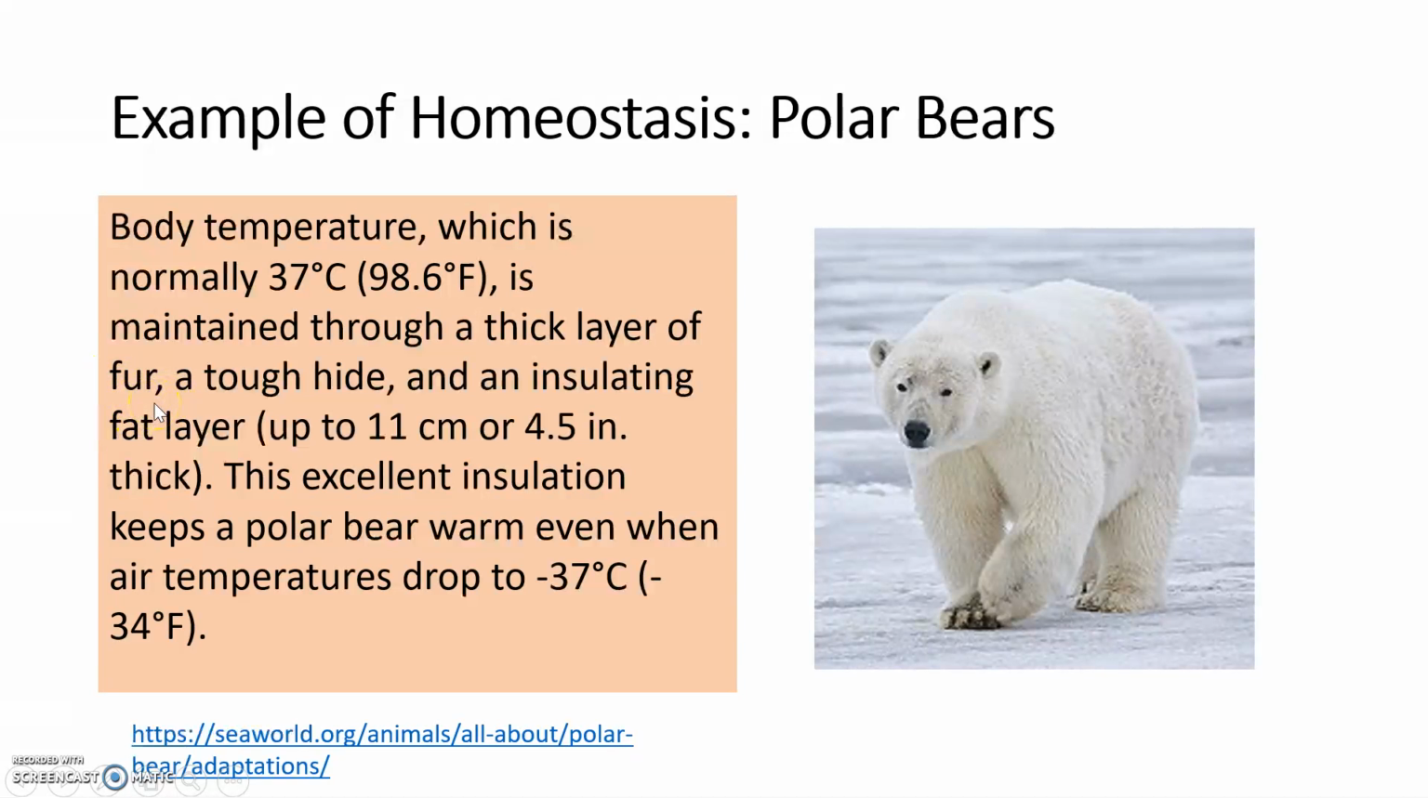It adjusts the body temperature according to the temperature which is outside. So let's read through this paragraph here. Body temperature in polar bear, which is normally 37 degrees Celsius, is maintained through a thick layer of fur and an insulating fat layer which is up to 11 centimeters or 4.5 inches thick.